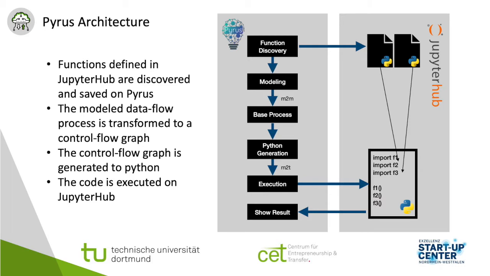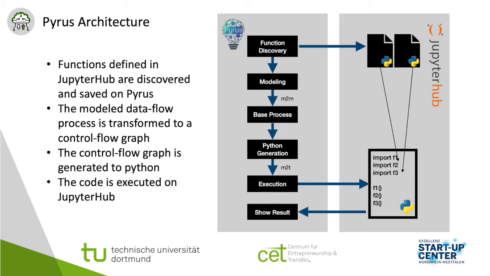The system architecture first shows the two components, Pyrus to the left and the Jupyter Hub to the right. At this point, the process of how Pyrus can use and execute the libraries stored in Jupyter Hub is described. First, the Jupyter Hub REST API is used to load and search all existing Python files of the connected user to find the published functions. These functions are collected and then available for modeling in Pyrus.